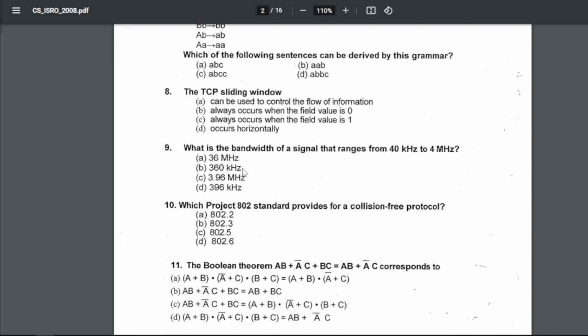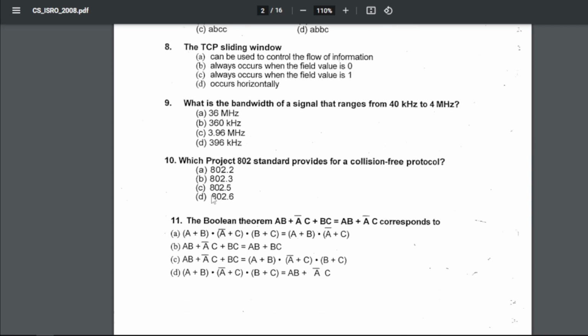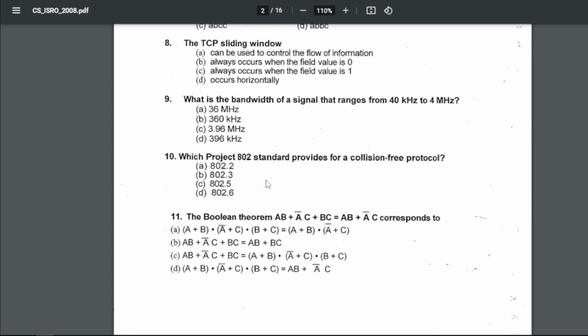Ninth is what is the bandwidth of a signal that ranges from 40 kilohertz to 4 megahertz, right? So for question number 9 our answer will be C, that is 3.96 megahertz. Question number 10 is, which project 802 standard provides for a collision free protocol? So for 10 our answer will be C, that is 802.5.